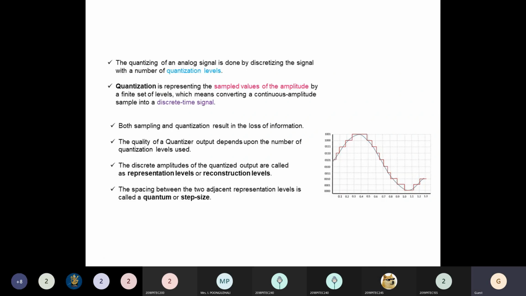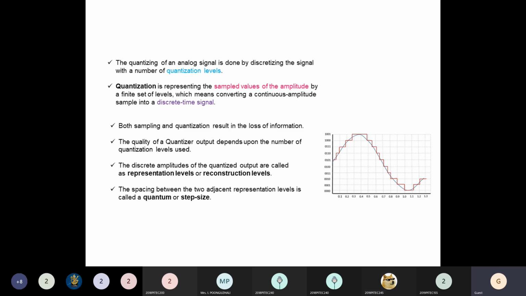So what is meant by quantization? Quantization is nothing but simply representing the sampled values of the amplitude by a finite set of levels, which means converting a continuous amplitude sample into a discrete time signal. The amplitude of the continuous signal is converted into discrete. If we do the sampling and quantization, definitely we will have some loss of information.